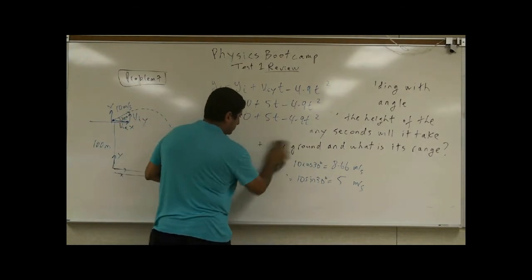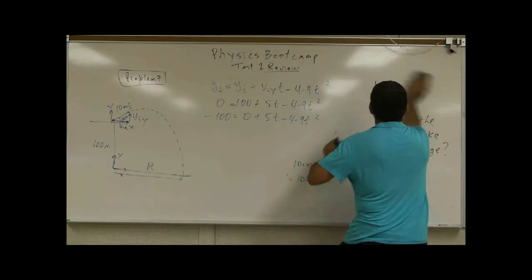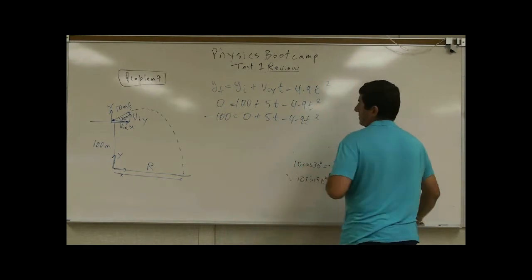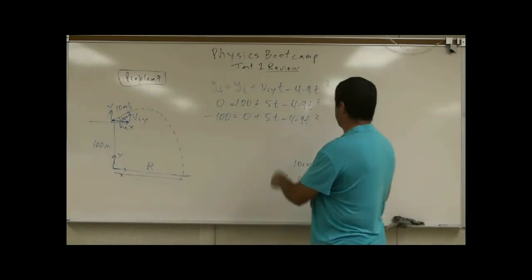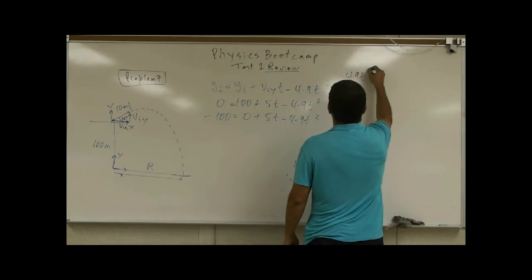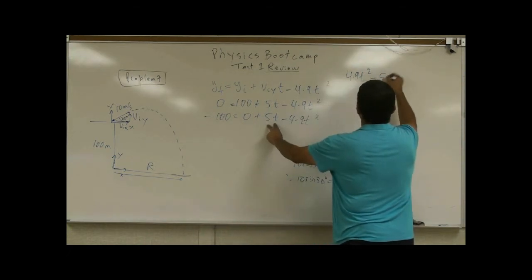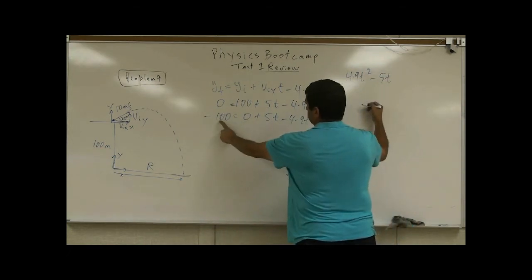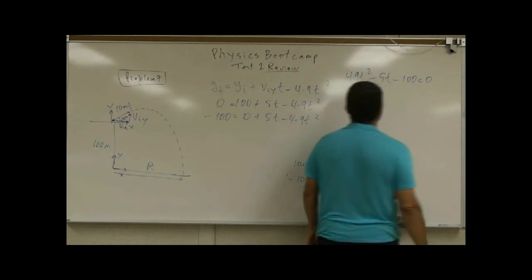Then what are you going to do? Well, you're basically going to take this and make it into a quadratic equation, right? Take this to the other side, 4.9t squared. Bring this to the other side, becomes negative 5t. And then this one stays on the left side, negative 100 equals 0.